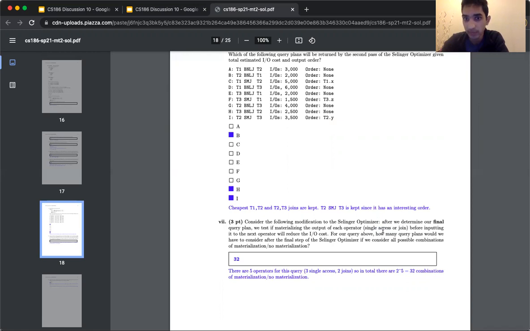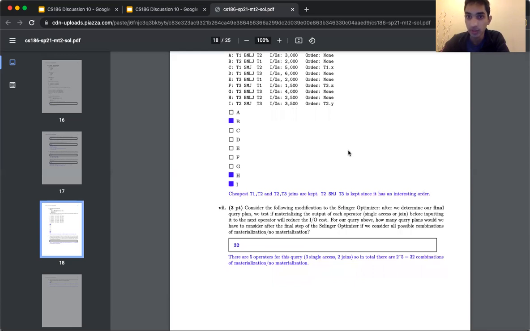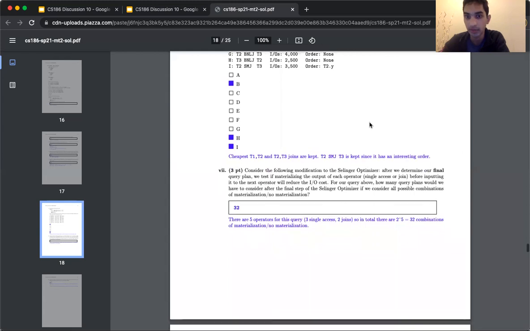Well, we have the single access for T1, for T2, and T3. And the joins that we're considering are T1 and T2, and T2 and T3. So we have a total of 5 operators that we're considering. And so for each of those, we want to test if materializing is going to help or not help. And so the way we get to our answer is we check 2 to the power of the number of operators that we have. So there's a total of 32 combinations that we can try out. 2 to the power 5.